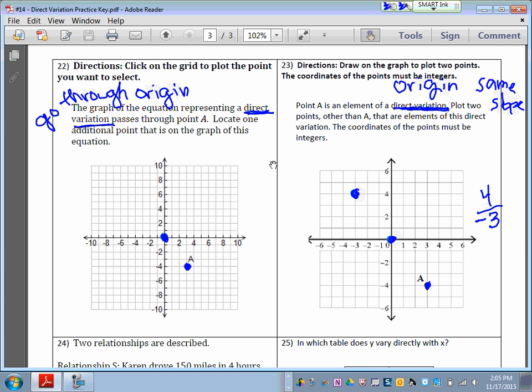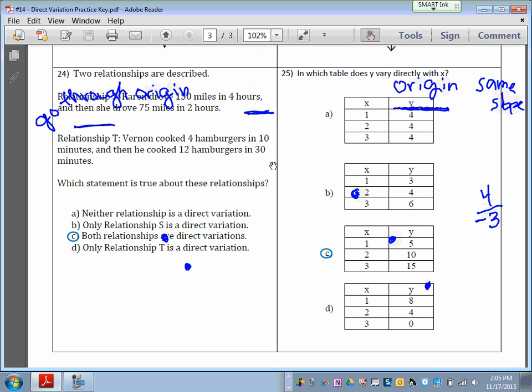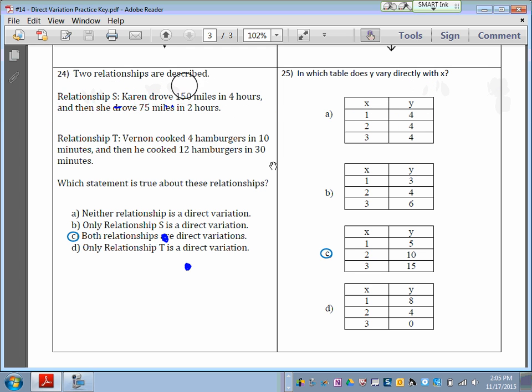Alright, let's take a look at 24 and 25. Alright, 24 was C and 25 was C. Any questions on 24 and 25? We're good?